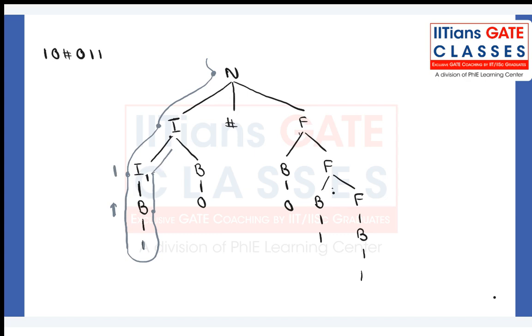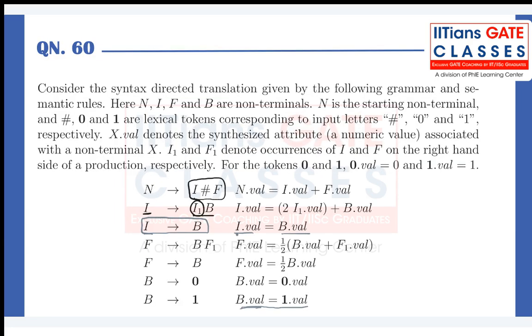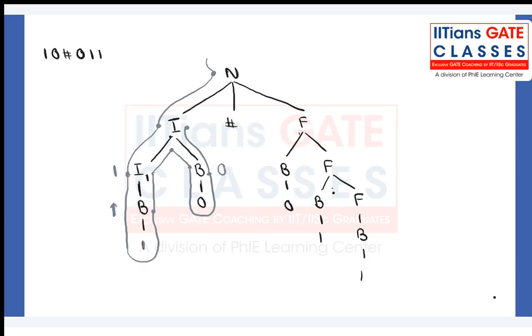Then you went here. You don't use any rules here because you have to go to the right child as well. You come from here to here. So B dot val is 0 dot val, 0. Now you are tracing all the children of this I in the second level. So now you look at the rule. I gives I1 B. What is I dot val? It is 2 into I1 dot val plus B dot val. So 2 into I1 dot val is 2, plus B dot val is 0. So this is nothing but 2. Then you go up, you don't do anything. You go to this hash, you don't do anything. You come here, you go to F, go to B, 0, come up, then B dot val is 0 dot val. So this B here gets the value 0.